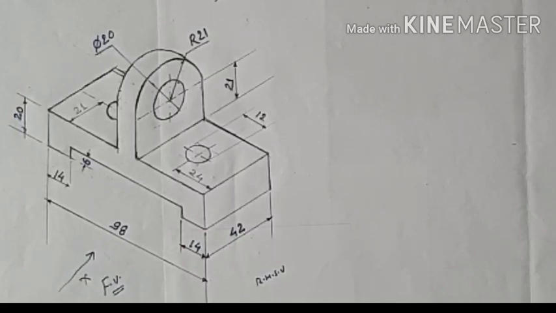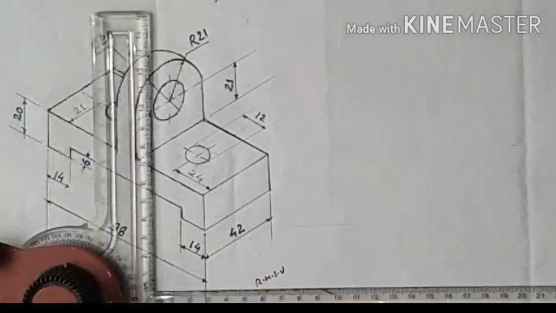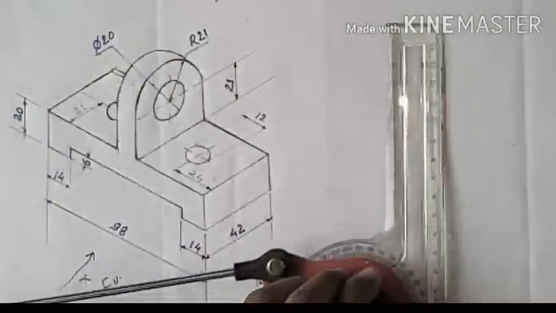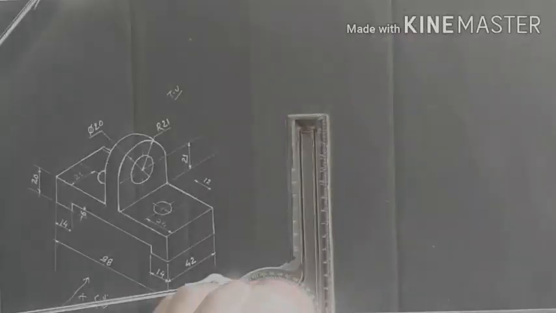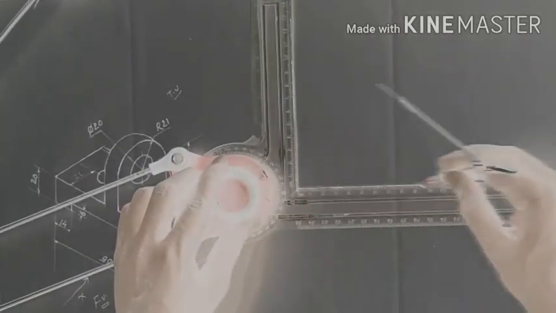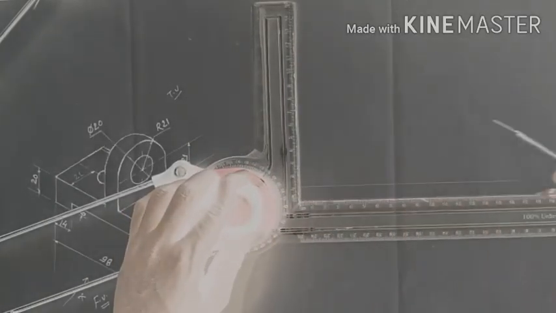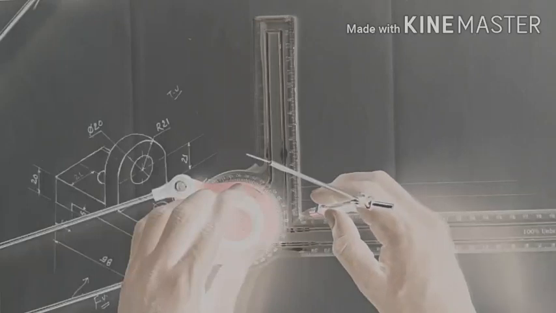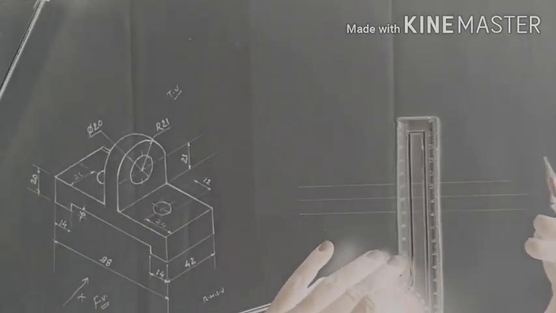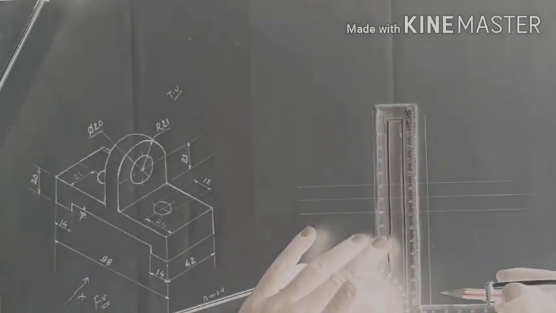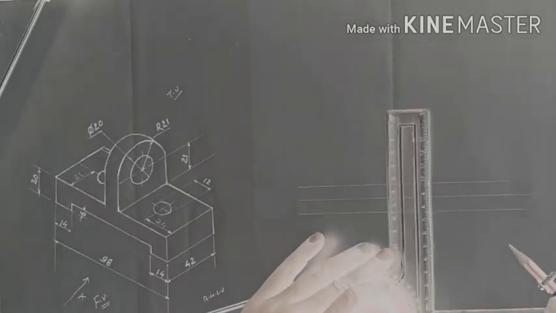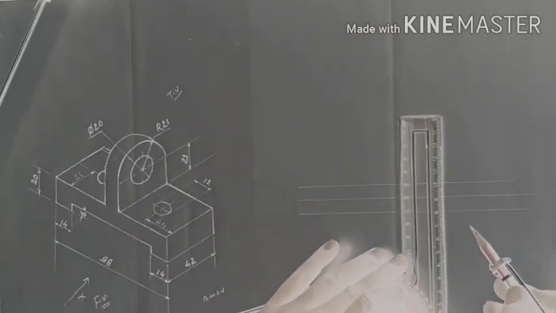So I quickly start drawing the front view, top view and side view. Here, using a 2H pencil for marking, draw three lines which are parallel to each other and having a distance of 1 centimeter, like this: that is 1, 2 and that is 3.